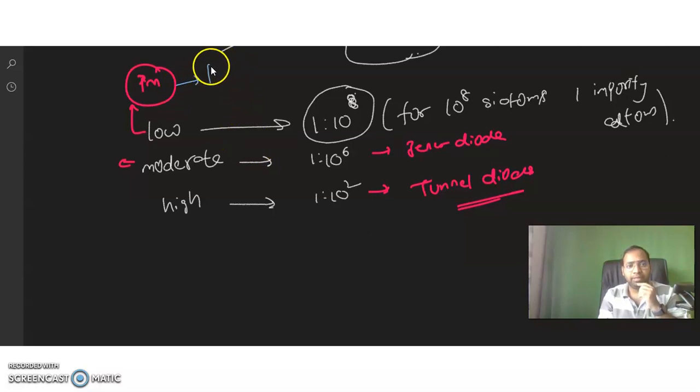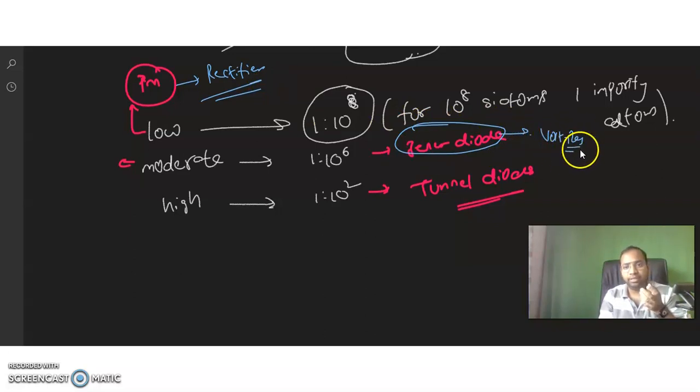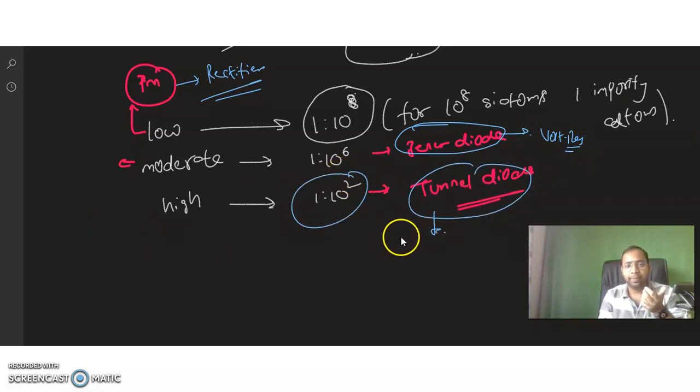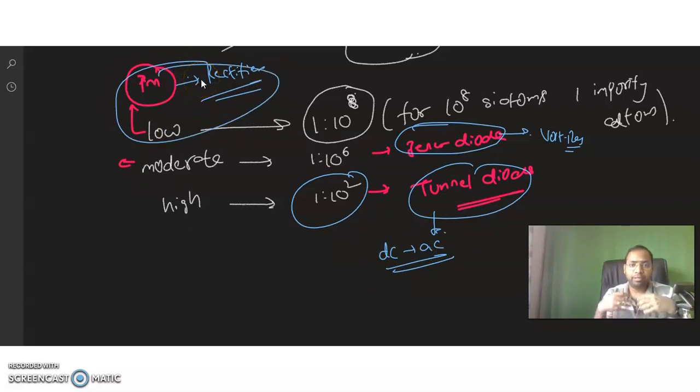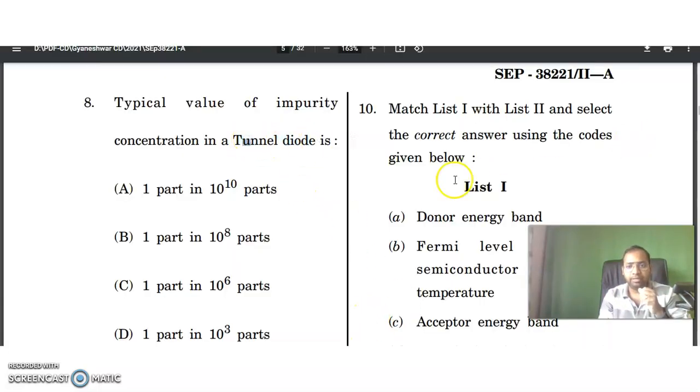If you take the normal PN junction diode, it acts like a rectifier, which converts AC to rippled DC. Right? If you take the moderate doping concentration, then it acts like a Zener diode, which works as a voltage regulator. If you go for high doping concentrations, these diodes are useful for oscillators. Oscillators convert DC signals to AC signals, which is quite the opposite of the low doping case. So based on your doping concentrations, their applications also change. Now coming back to the question, a tunnel diode is a heavily doped diode, so we can take option D as the correct answer. That is 1 part in 10 to the power of 3 parts.